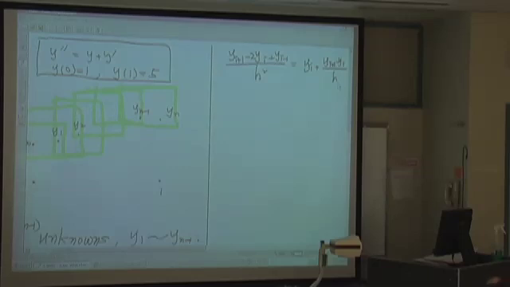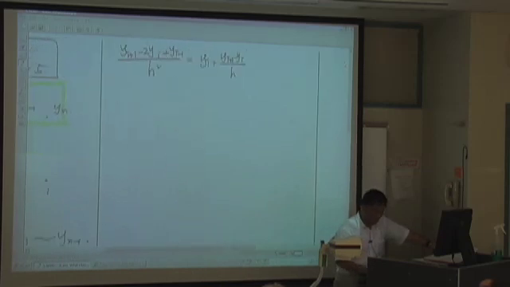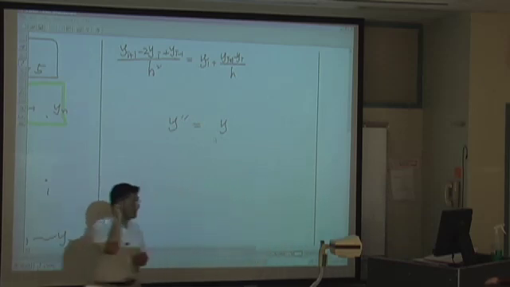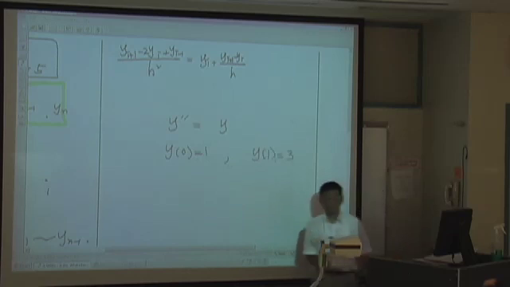So essentially, this is it. But let's solve an actual example to clarify the steps. I will make a simple case, because if it's too complicated, then you suffer unnecessarily. So I will just solve this easy case. Y second derivative is what? And y of 0 is 1. Y of 1 is 3. So I will solve this case.